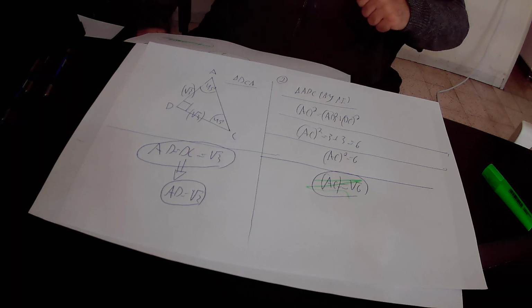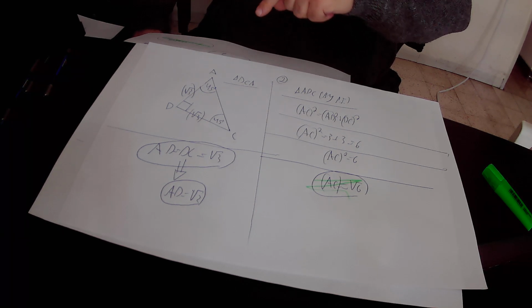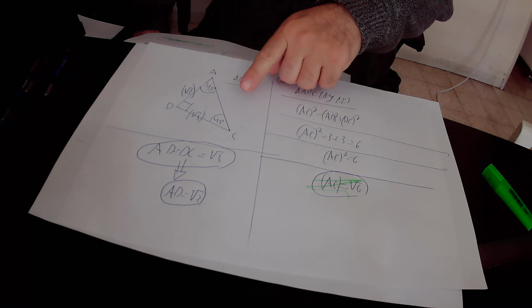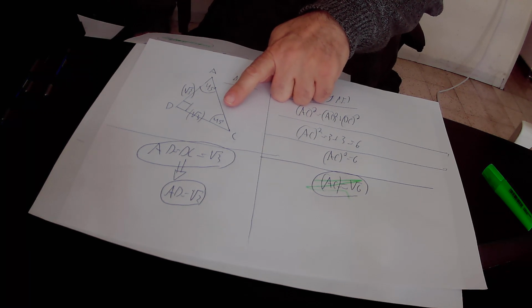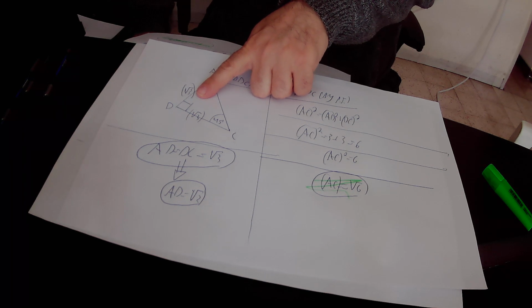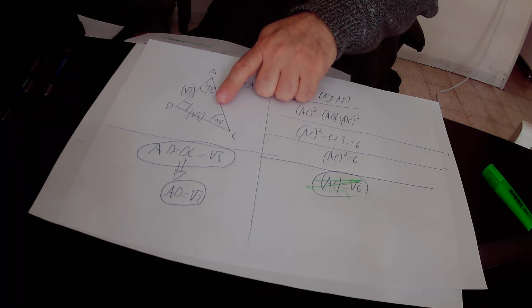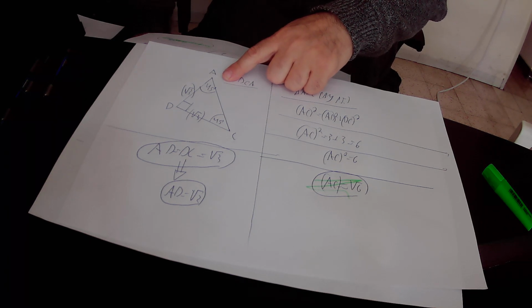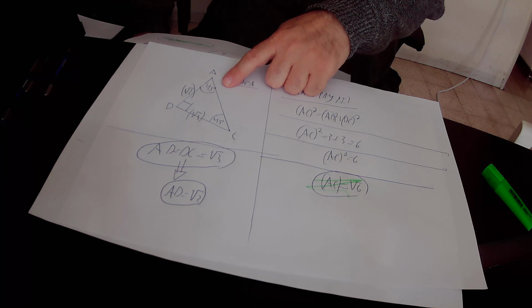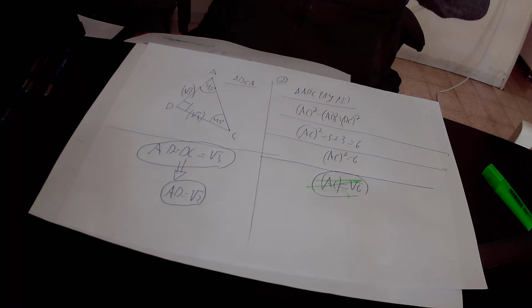In this right triangle ADC, the sum of the angles must be equal to 180 degrees. So which angles do we have inside the right triangle ADC? We have this angle that is 45 degrees plus this angle that is 90 degrees. 45 degrees plus 90 degrees is 135 degrees. Therefore, the missing angle must be equal to 45 degrees, in order to complete the sum of the angles in this right triangle ADC to 180 degrees.